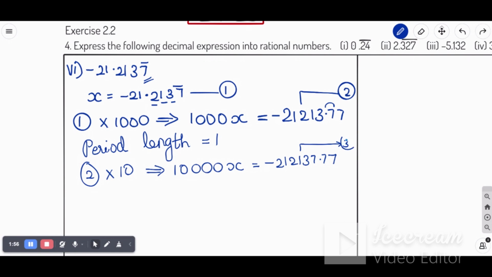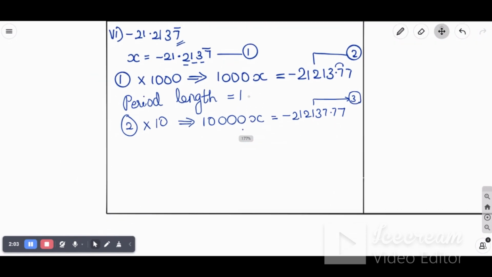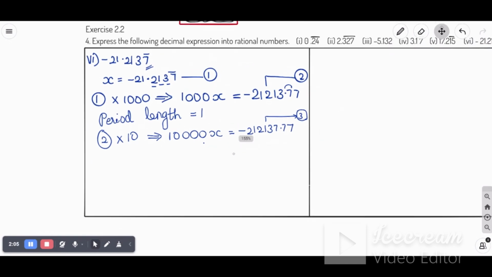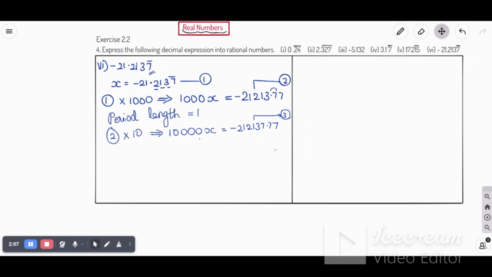So with this, we have got equation 2 and 3. Let me subtract equation 2 from equation 3. And so here, one more point you have to make clear is all these numbers we have got a minus.